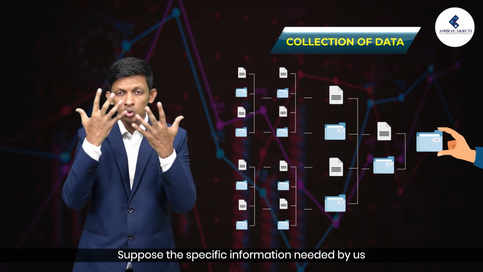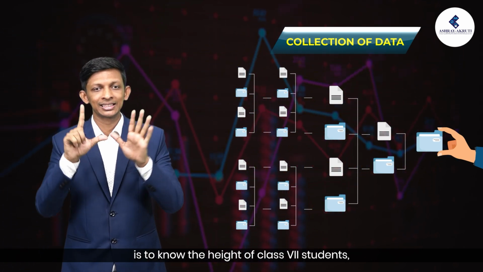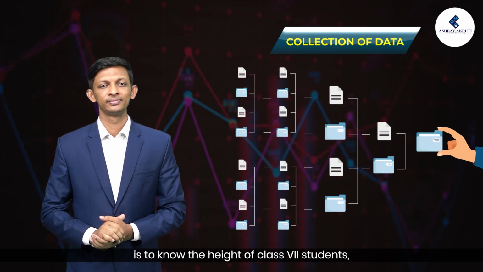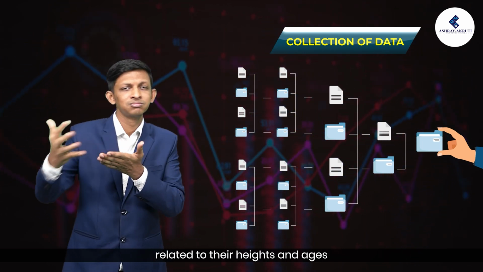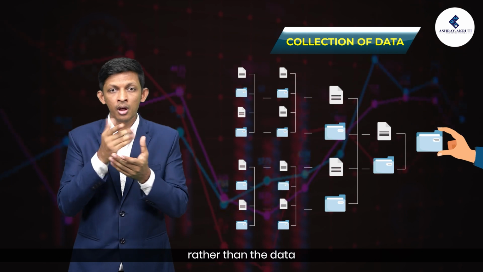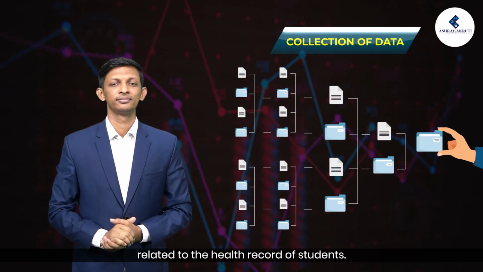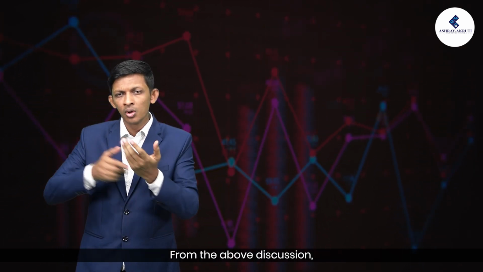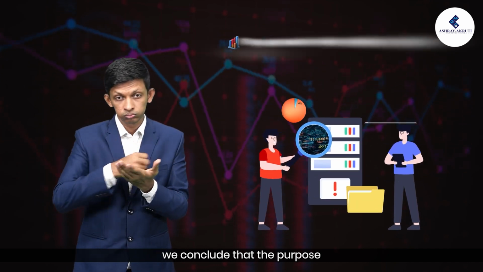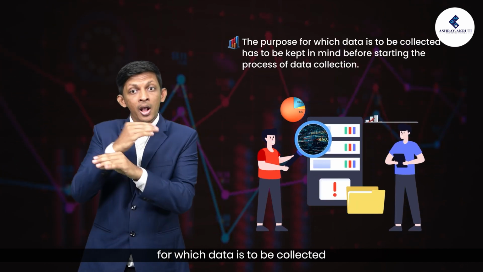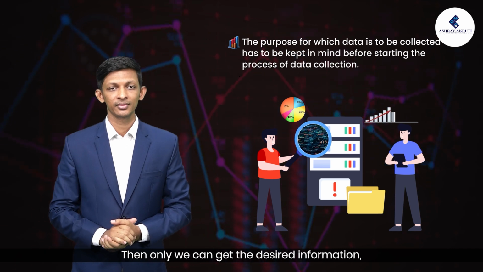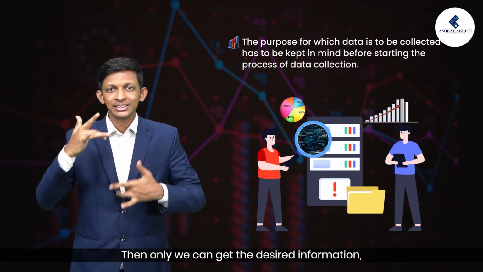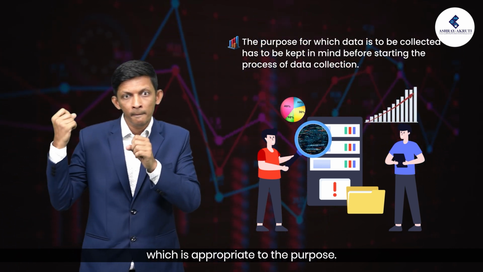Suppose the specific information needed by us is to know the height of class 7 students. Then we should collect specific data related to their heights and ages rather than the data related to the health record of students. From the above discussion, we conclude that the purpose for which data is to be collected has to be kept in mind before starting the process of data collection. Then only we can get the desired information, which is appropriate to the purpose.